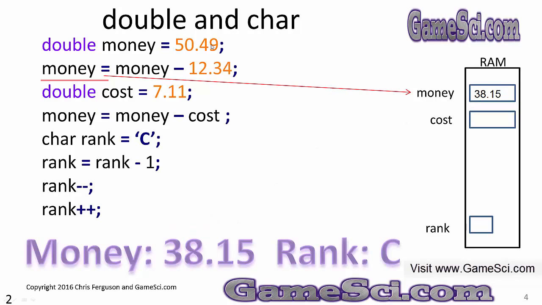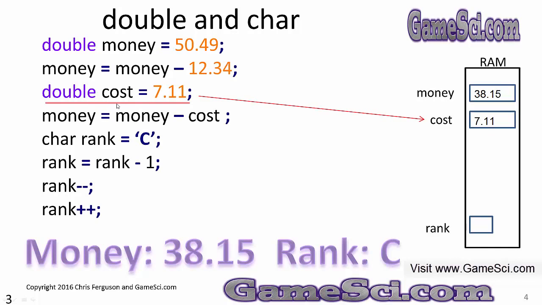Once again, you can subtract a constant value there, but as we know, everything costs a different amount. Expensive items cost more, inexpensive items cost less. So what I'm going to do is set up another variable here. I'm going to set up a variable cost. Cost is how much a particular item costs. Since it's money, it's going to need a double variable, a decimal point. I'm going to set up a variable cost with initial value of $7.11. So once again, the type of this variable is double. The name of this variable is cost. And the current value of this variable is 7.11 or $7.11.